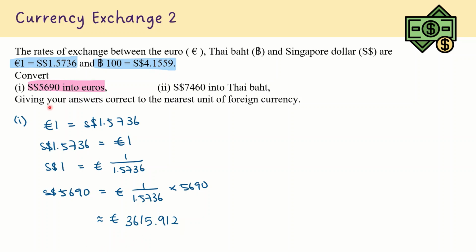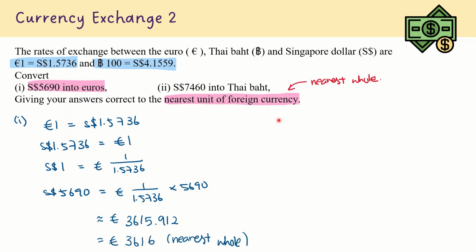Because in the question it says to give the answers correct to the nearest unit of foreign currency, I do agree that in this question it seems a little bit vague, because I wouldn't quite know what is the nearest unit of foreign currency in the different countries. But let us just take it as nearest whole. Usually the question will be more clear, right? So I'm just trying to re-justify this question by saying that it is to the nearest whole. So 3615.912 rounded off to the nearest whole number, we will get 3616 euros. So that's our answer for part I.